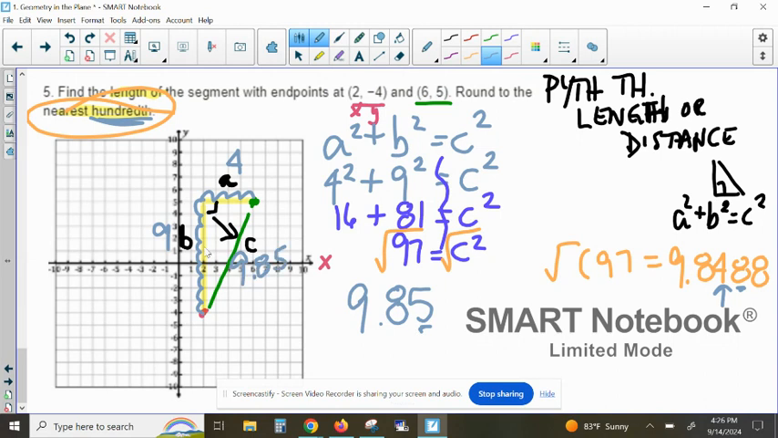Now remember, always check it in your picture. Does it make sense? This side's 9 and this is 4, and this is 9.8. Looks pretty good. It is our biggest side, and I could imagine that this is about 9.8 blocks. It makes sense to me.